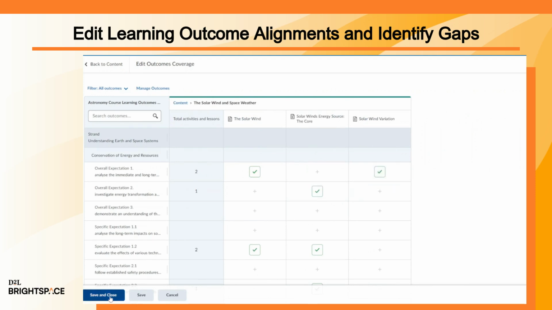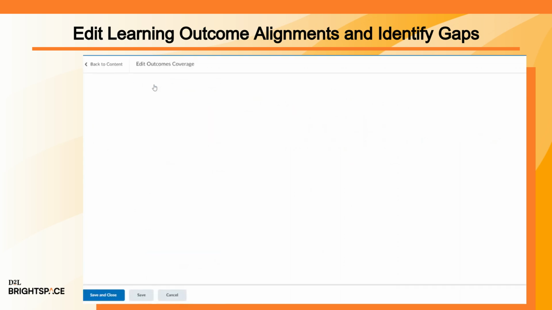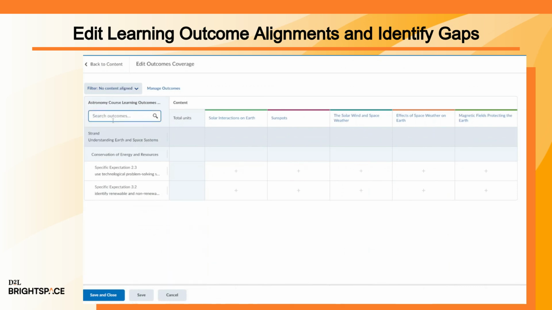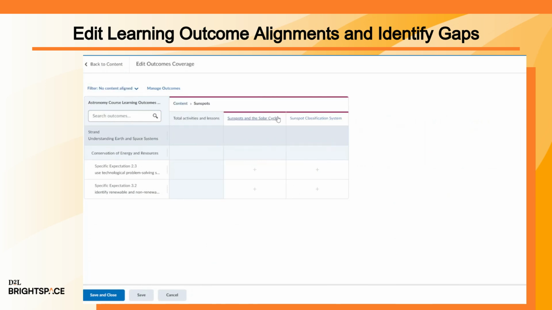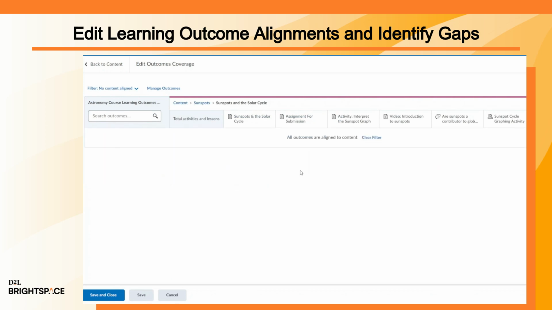To identify gaps in learning outcomes, from the Filter drop-down list, select No Content Aligned. Click a unit in Content to view the available activity and learning outcome alignments. Locate the activity and the learning outcome, and then click the corresponding grid cell to align the outcome with the activity. Once the outcome is aligned, it no longer appears in the list because it now has content associated with it. Click Save and Close.